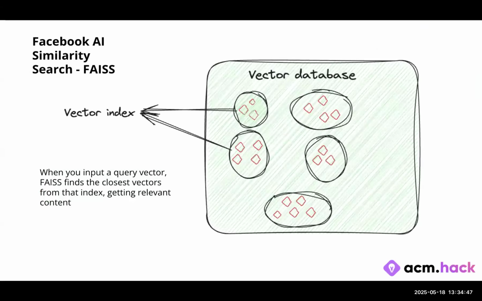All right, so here's a diagram of how a vector database works. This is basically Facebook AI Similarity Search. You see the red diamonds, those are your data, and they're stored in clusters, which is shown with the little circles. And then the system makes indices for these clusters, so it's easier for the similarity search to get relevant vectors. So when you input a query vector, that's basically your question, it turns that into a vector as well. And then Facebook AI Similarity Search finds the closest vectors to that index, which means it gets the relevant data.